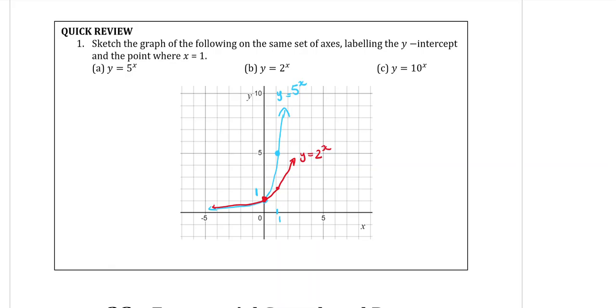And for the last one, y equals 10 to the x. 10 to the power of 0 is still 1, and then 10 to the power of 1 is 10. Very, very steep. So very small on the left, hits that intercept, and then extremely steep, y equals 10 to the x. Remember to include your horizontal asymptote. So dotted line across the bottom. The horizontal asymptote is when y equals 0.